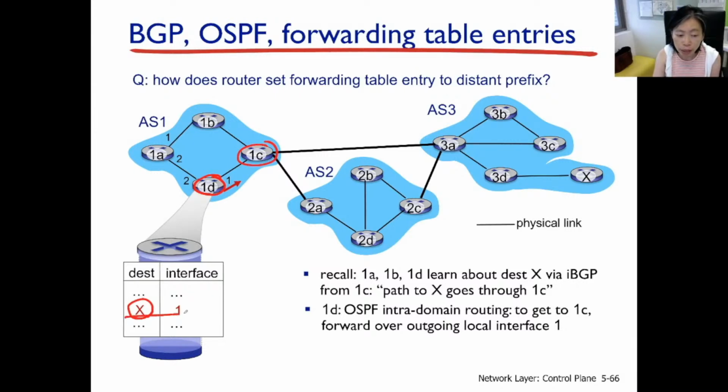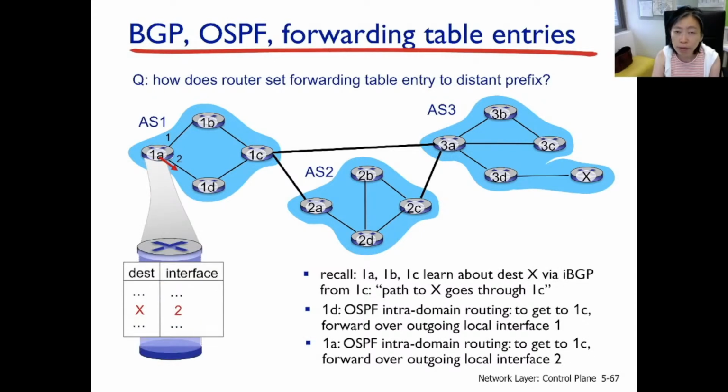To add an entry into the forwarding table for X, 1D needs to know exactly which interface, 1 or 2, leads to 1C. How would 1D know that? It calls the intra-AS routing. Let's say it's OSPF. OSPF will tell us, if the destination is 1C, what is the link along the shortest path to 1C. That happens to be 1, so we fill this entry with the interface column being 1.